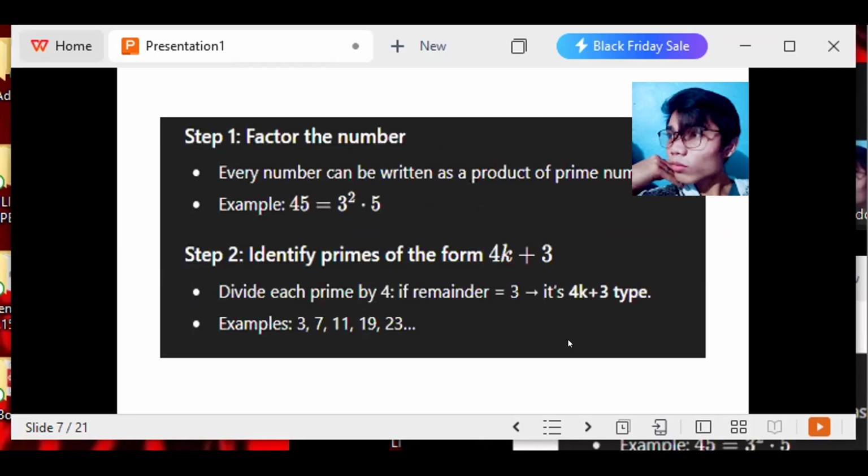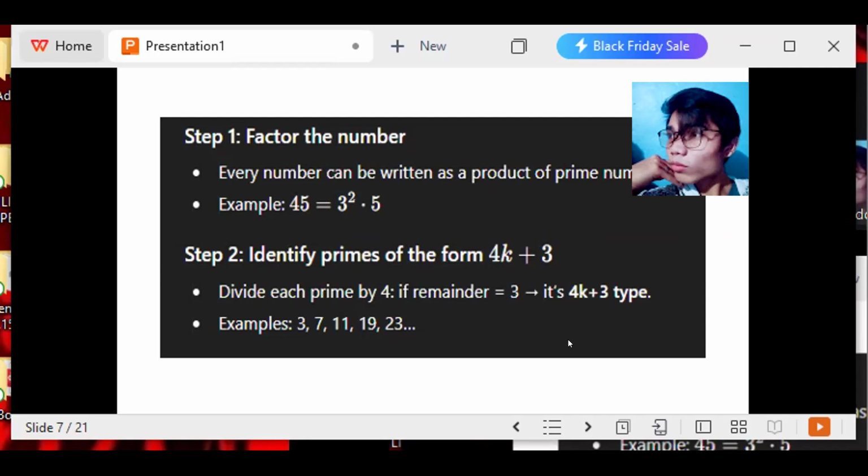So these are the steps in identifying whether a number is a sum of two squares. Step 1 is factor the given number. Every number can be written as a product of prime numbers. Any number has a unique prime factorization. For example, 45 has a prime factorization of 3 squared times 5. So 3 squared is 9, times 5 is equal to 45.